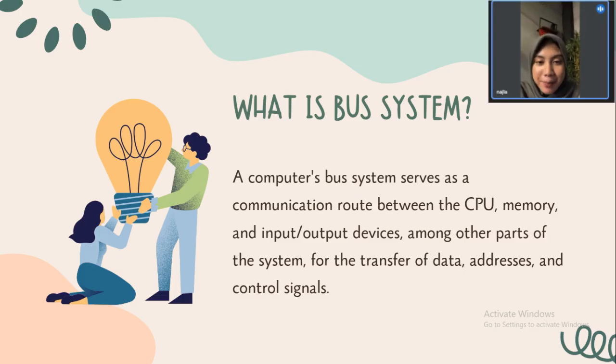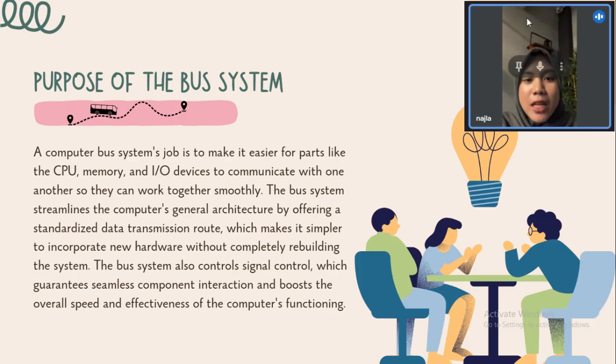What is a bus system? A computer bus system serves as a communication route between the CPU, memory, and input or output devices, among other parts of the system, for the transfer of data, address, and control signals. A computer bus system's job is to make it easier for parts like the CPU, memory, and input or output devices to communicate with one another so they can work together smoothly.